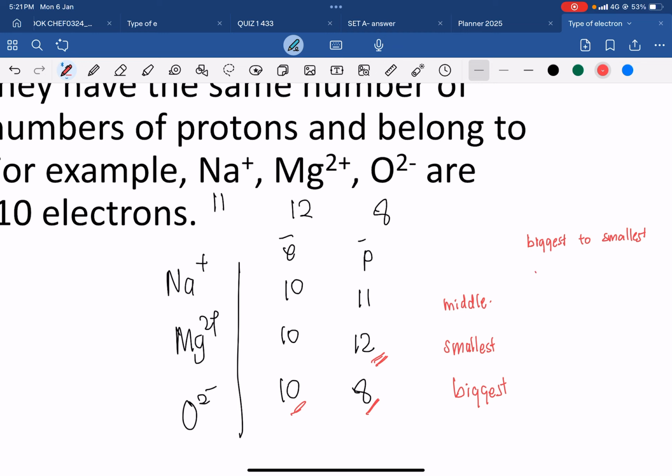Biggest to smallest. So you have O2 minus followed by Na plus followed by Mg2 plus. If you need to arrange from smallest to biggest, the vice versa. Okay, so smallest kita ialah Mg2 plus, Na plus and O2 minus. Okay, so kalau you tak biasa dengan bigger or smaller, you boleh gunakan arrow macam ni and tulis smallest to biggest.